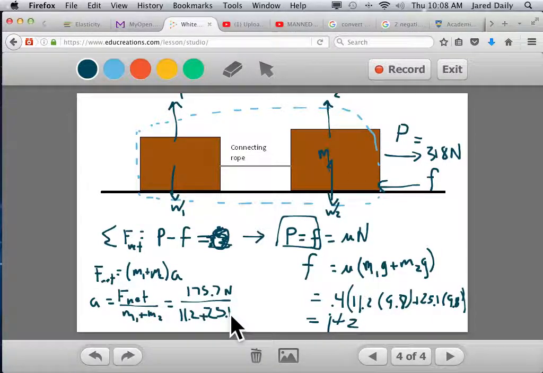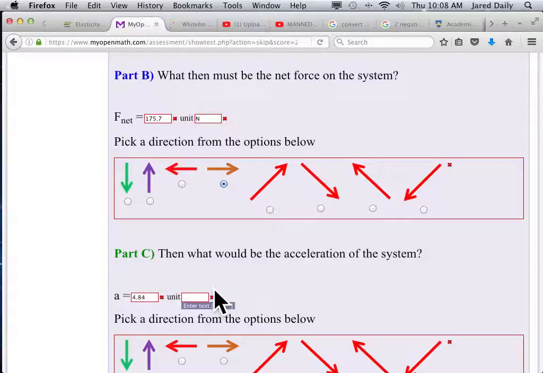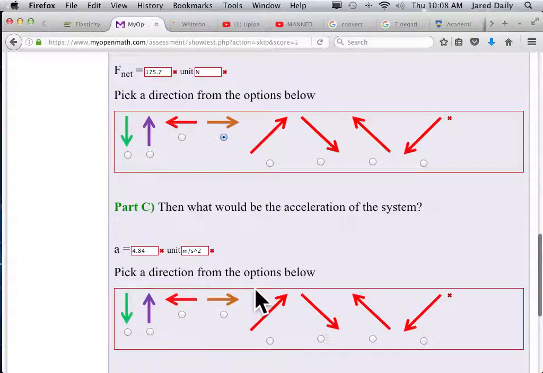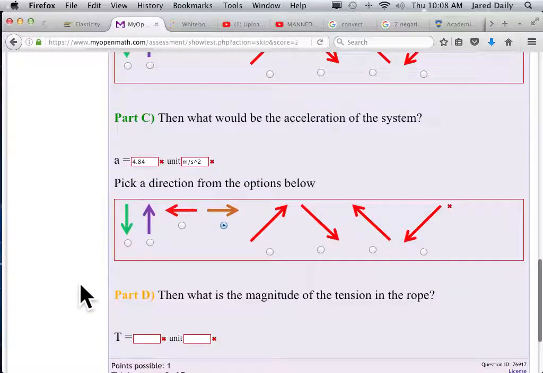And your force, that's your force of your pull subtract your friction. That's this one right here. And this gives me 4.84 meters per second squared. So that's the acceleration part right there. And I still haven't figured out how to enter meters per second squared. Do you just do meters per second like this? Okay. And that direction is going to be to the right as well, because that's the direction of the force, right?